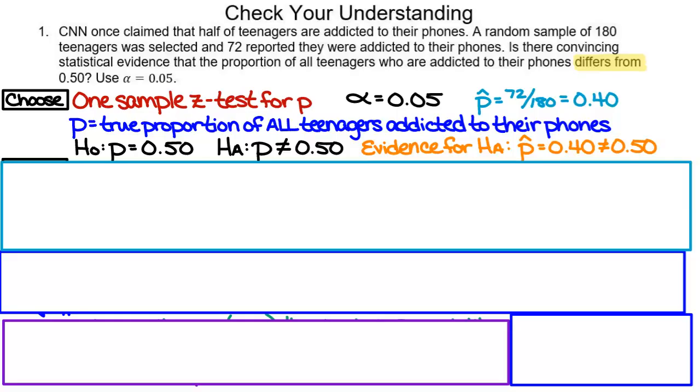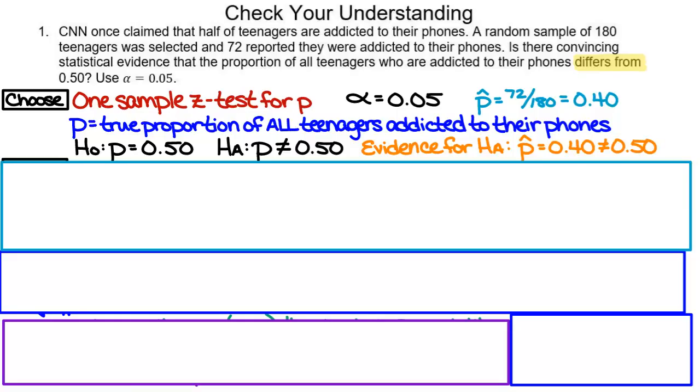Yes. 1 sample z-test for P should be somewhere in your choose step. They told us what to use as an alpha level. P hat, 72 over 180, my P hat is 0.40. You have to define P. If you did not define P, please add that to your page, because you can't talk down here about what P is or isn't if you've never told anybody what P means.